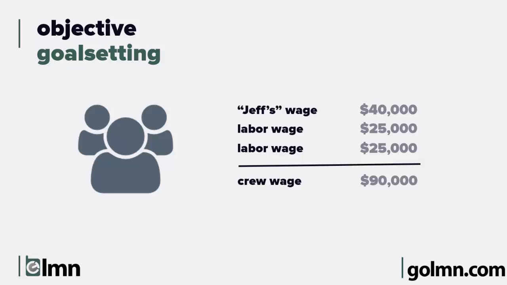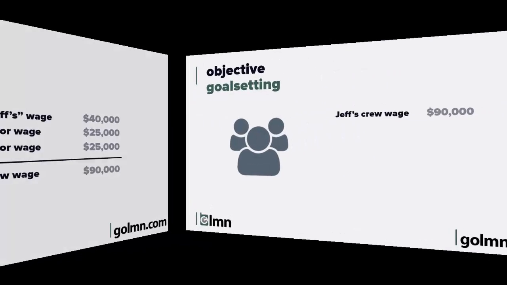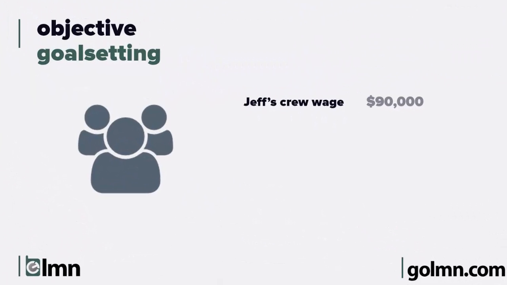So the question is, how much work should Jeff generate in order to justify or be worth the wage that we're paying him? This can be made really easy with a field labor ratio. So let's start with that total crew wage for Jeff. And why do we use the total crew wage? Because Jeff is the foreman and he's responsible for the production of that crew.